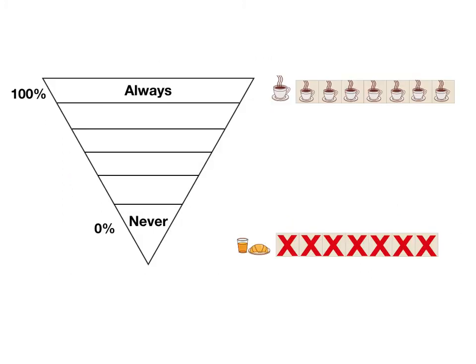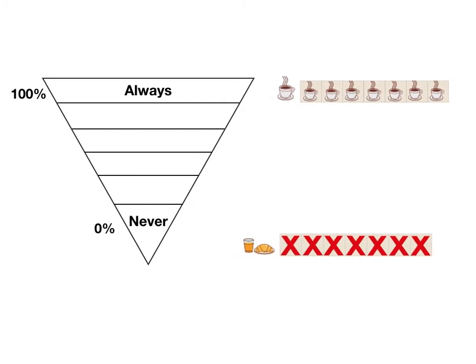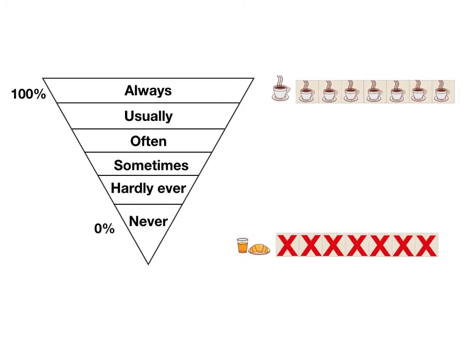Now that we know how to use always and never with the present tense when we talk about our routines, let's add some more words. We can also use usually, often, sometimes, and hardly ever. Let's take a look at some examples.